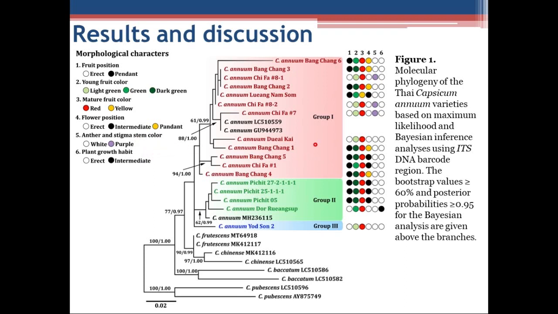The Capsicum annuum Bang Chang variety in group 1 has high genetic diversity that separates into 5 lineages: Bang Chang number 6, Bang Chang numbers 3 and 2, Bang Chang number 1, and Bang Chang number 5, with strong bootstrap support. The white variety has low genetic diversity and identical morphological characters in group 2. The varieties in group 2 share the same morphological characters.